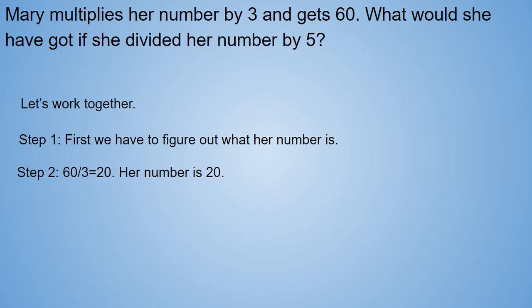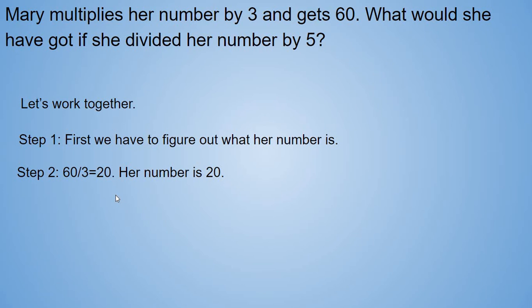Yeah. It's division. The opposite of multiplication is division, and the opposite of addition is subtraction, and vice versa. So, just a thing to remember. But back to the problem. If we divide 60 by 3, we get 20. So we know her number is 20.